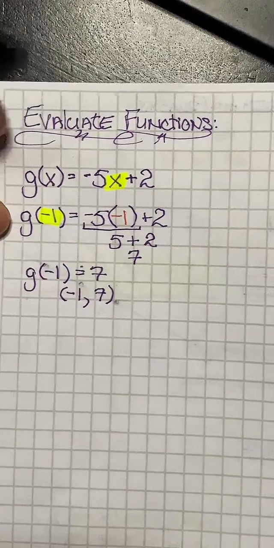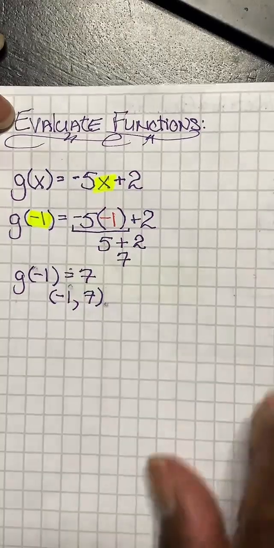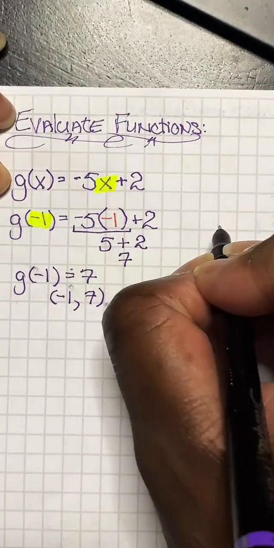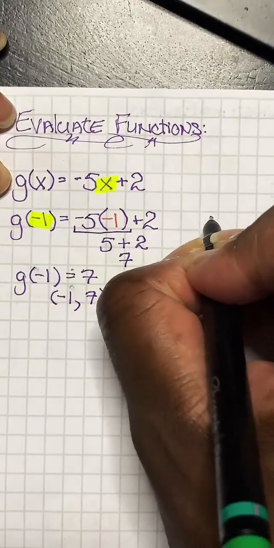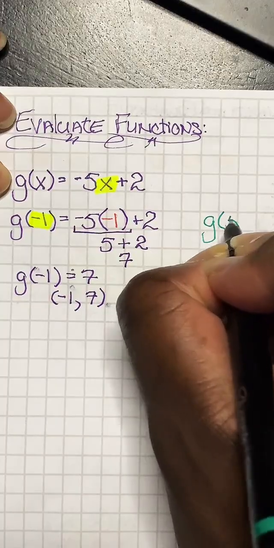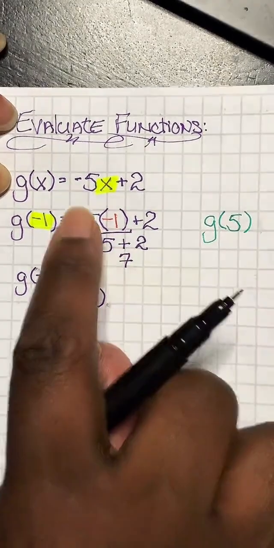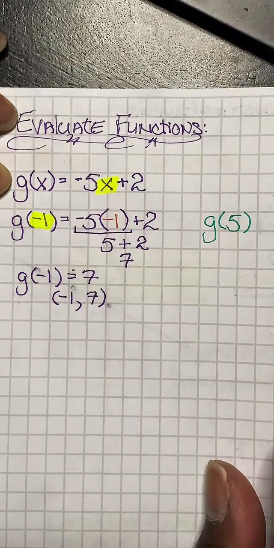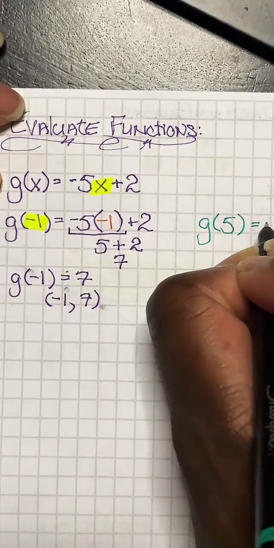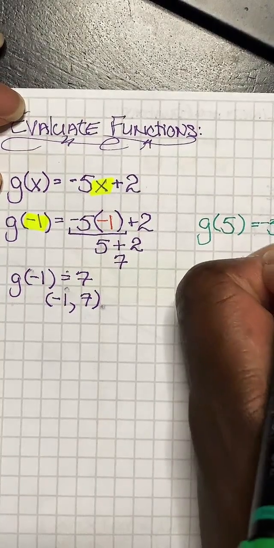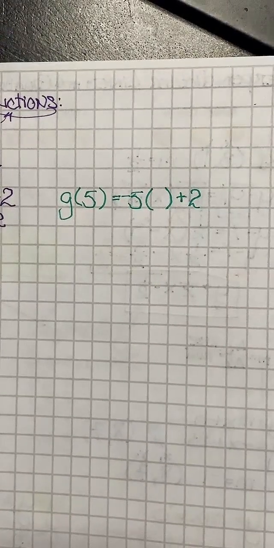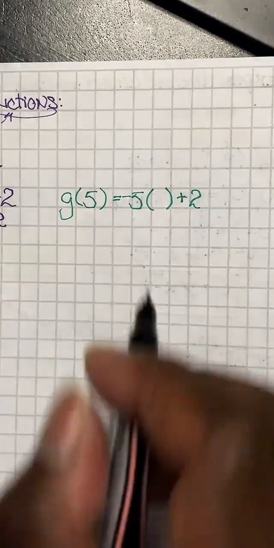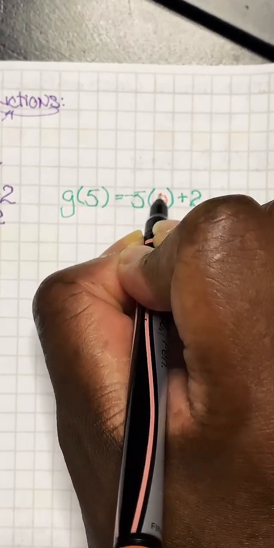So sometimes they might even give you the same function, but this time they want you to use, let's say, 5. So they want you to find the g of 5. So that means I'm using the same g function, with -5x plus 2. I'm going to slide it over in a moment. Okay, I just want to rewrite it. And basically you're saying that wherever we see an x, we're going to put that 5.